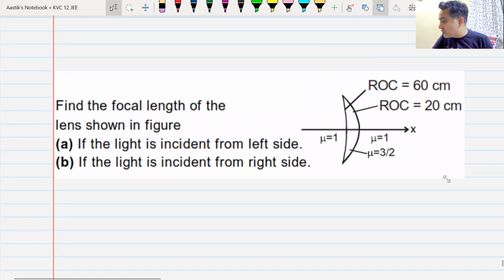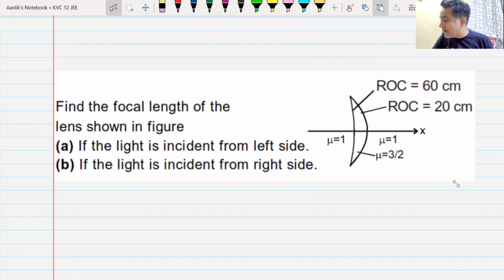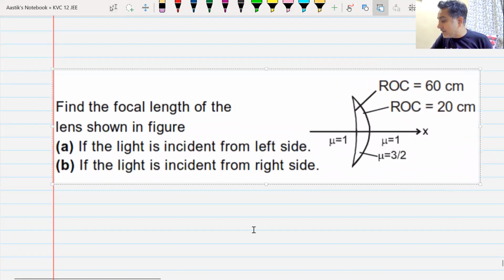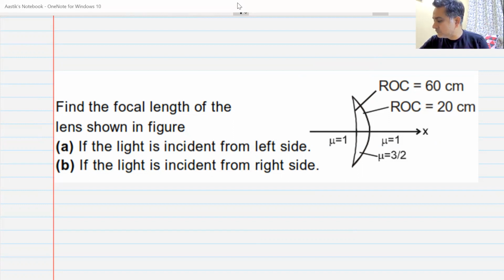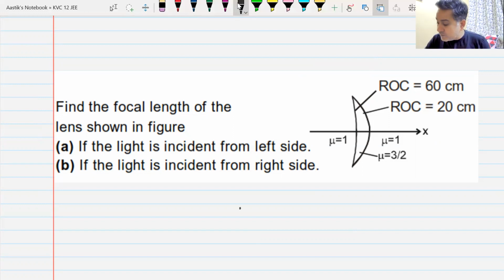This is just to clear any doubt that you might have. What happens when light comes from the left hand side? What happens when light comes from the right hand side? This is question number 49, I think, from your sheet. Find the focal length of the lens shown in the figure. In the first case, light is falling from the left hand side. In the second case, light is falling from the right hand side. Before solving this, will the focal length change? No, it will come out the same. You can check it. You just have to do it for one side, and once you do it for one side, you are done.